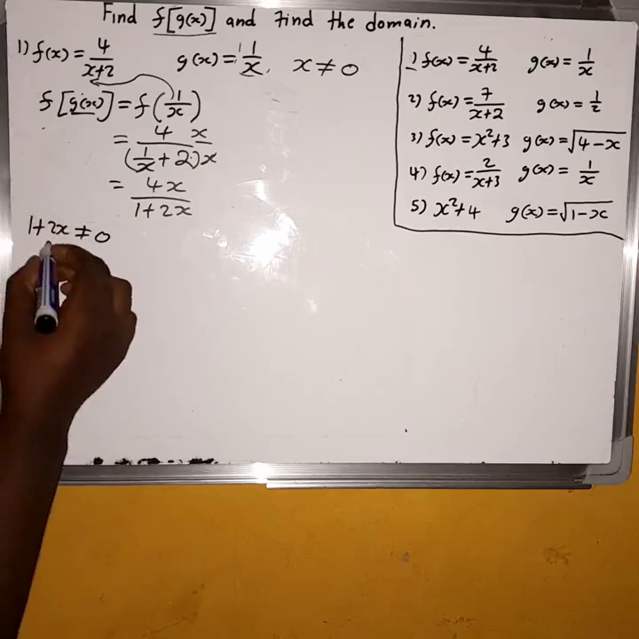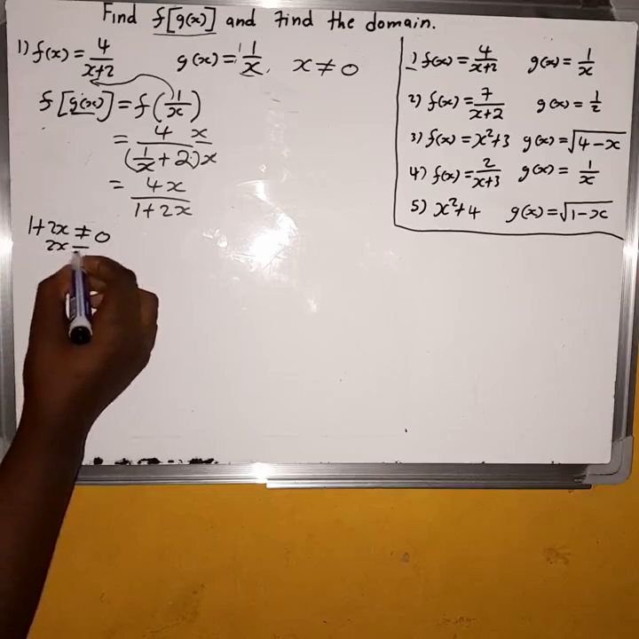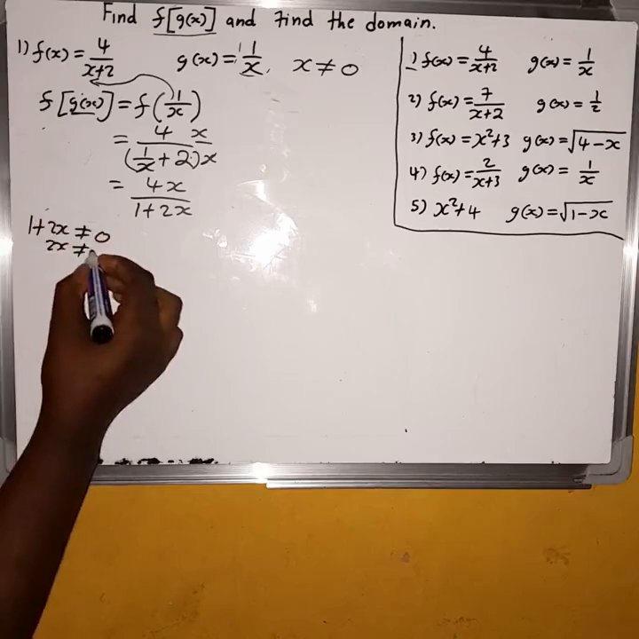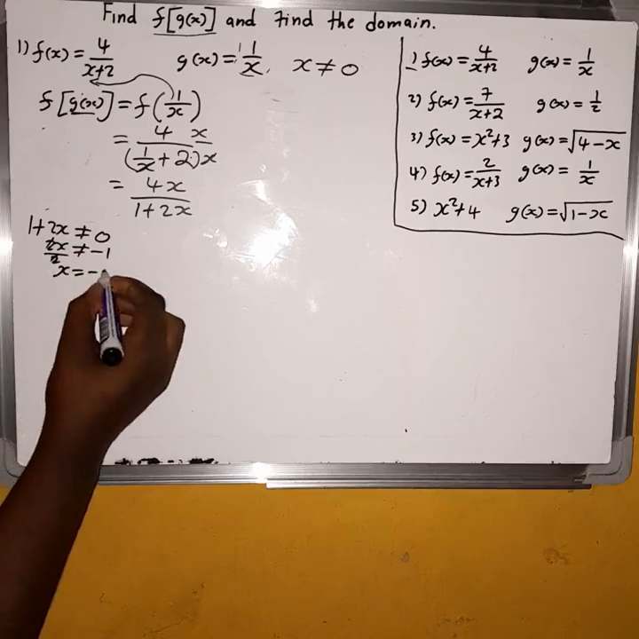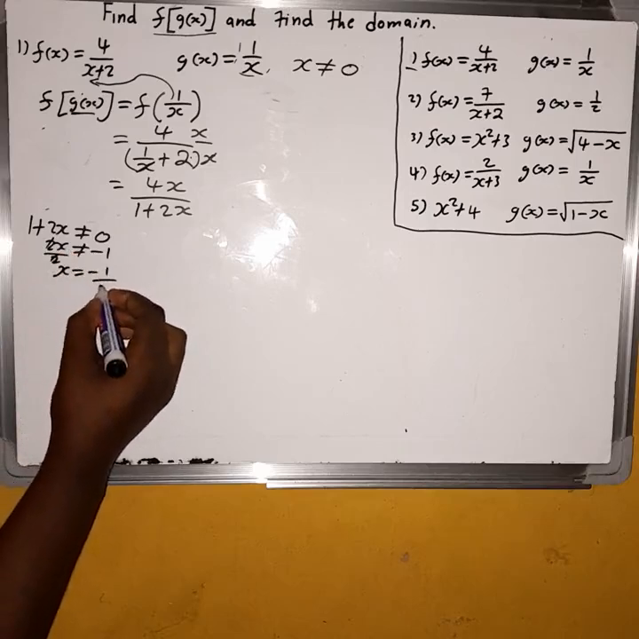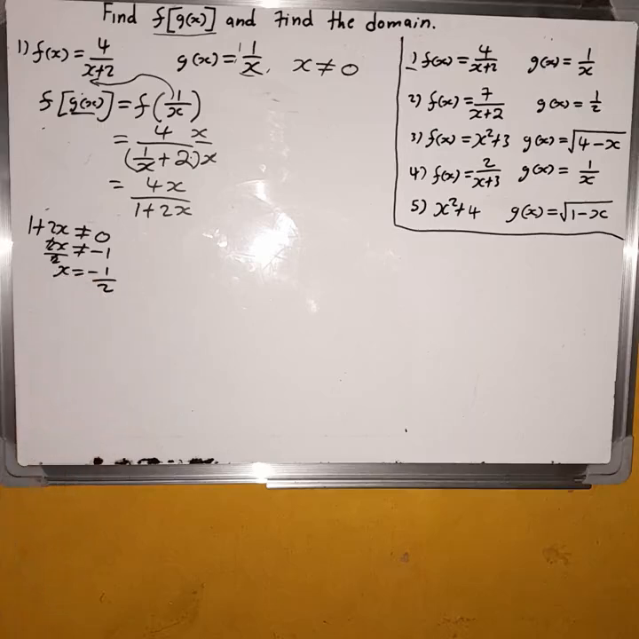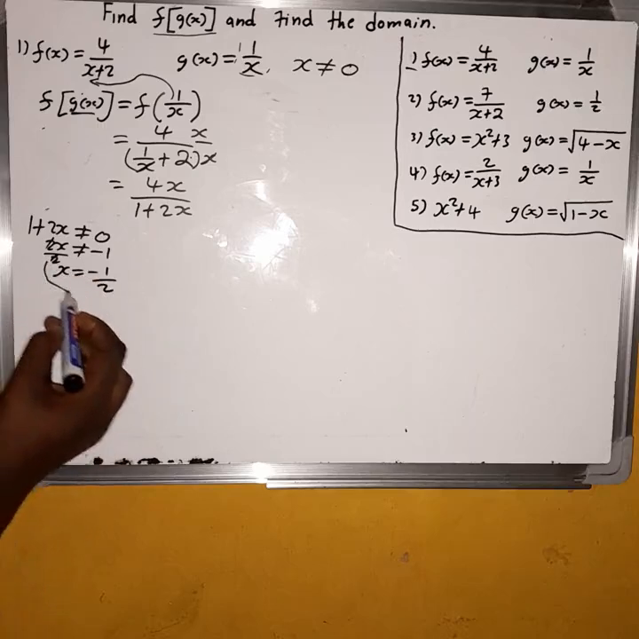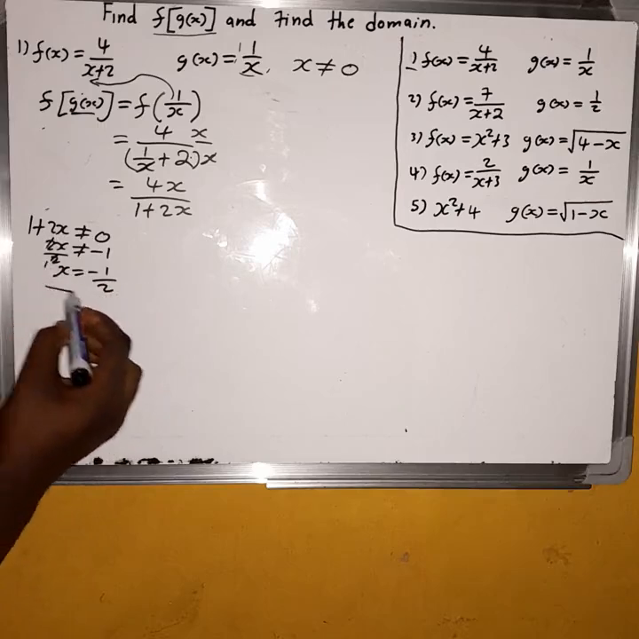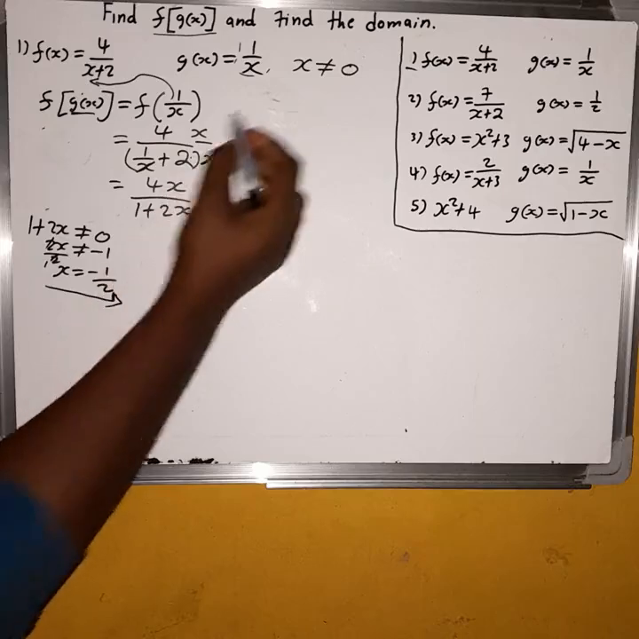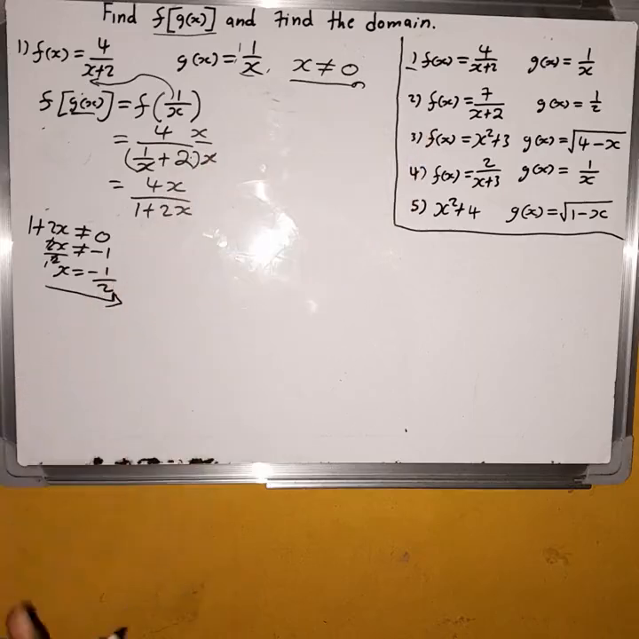When you solve for x, it will be 2x. Transposing to that side will be minus 1. Divide by 2 on both sides. x will be equal to minus 1 over 2. We have these values. Our restrictions are this and this. We have 2 restrictions, right?